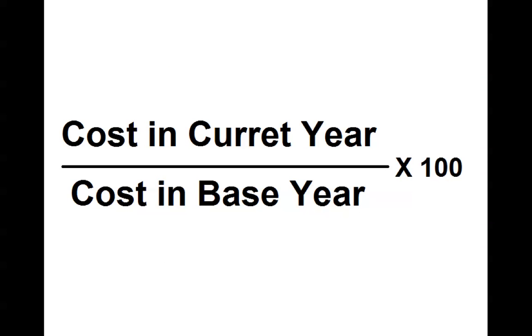CPI measures changes in the price level of an economy and is measured by a market basket of 400 goods and services according to how much the average consumer spent in the base year. To calculate CPI, the cost of a product in the current year is divided by the cost of the same product in the base year and multiplied by 100.